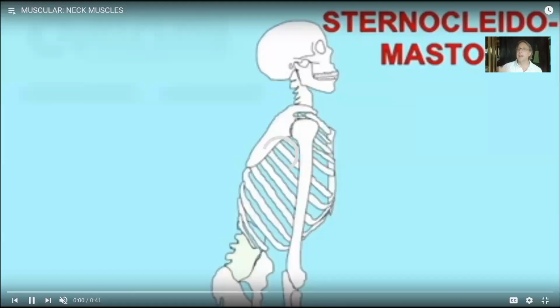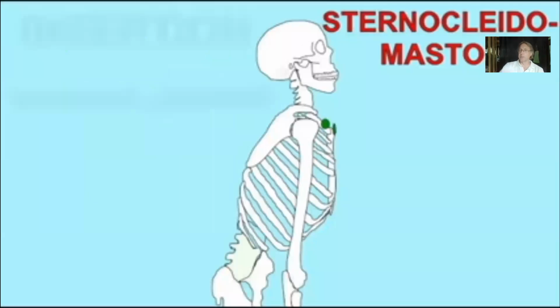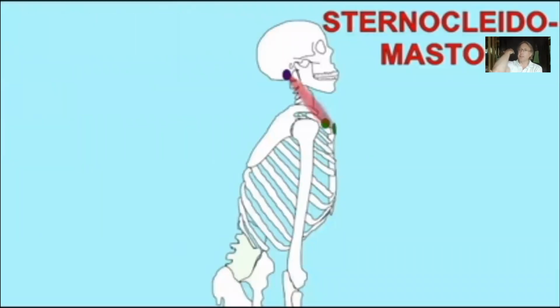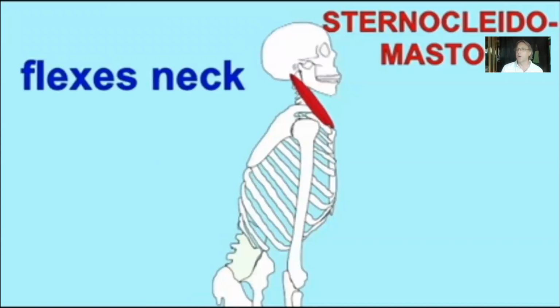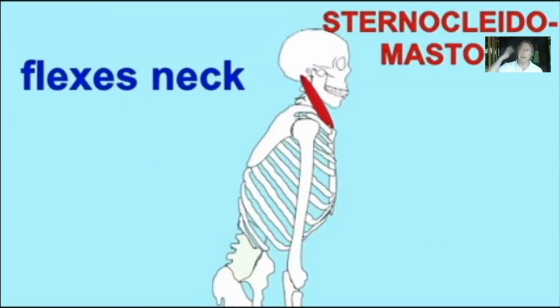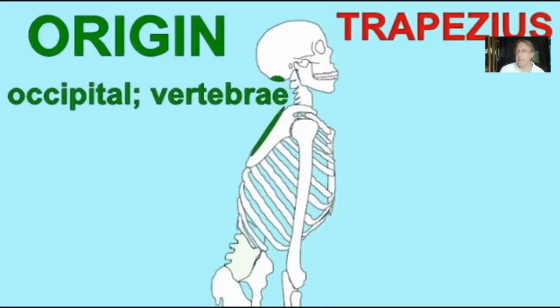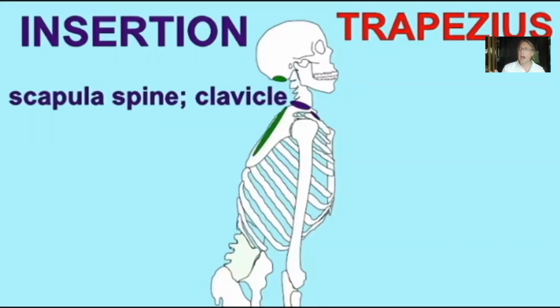Some of these, if they're prime movers, are referred to as antagonists. So for example, the biceps brachii, which performs forearm flexion, would be the antagonist of the triceps brachii, which performs forearm extension. The sternocleidomastoid, which can flex the neck, would antagonize the trapezius, which can extend the neck. And so those are just some general terms.